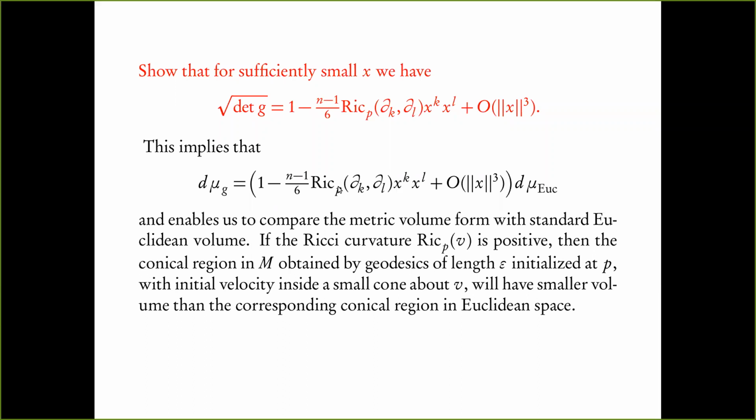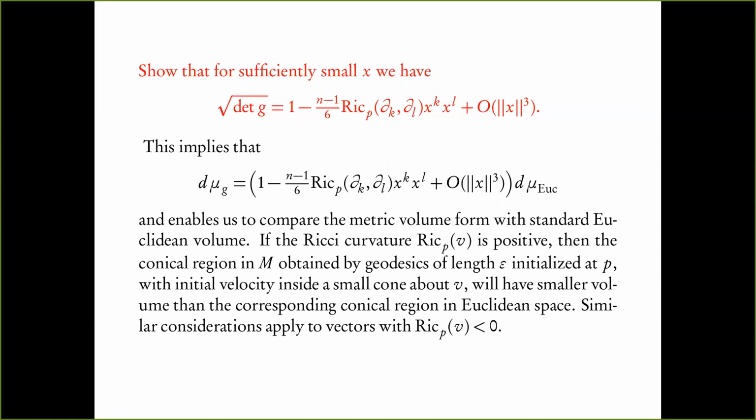Conversely, if the Ricci curvature along V is negative, this minus and the negative of the Ricci gives you a plus. So the same conical region will actually have more volume than the corresponding conical region in the Euclidean space. Okay. So this is one interpretation of the Ricci curvature being positive or negative in a certain direction.